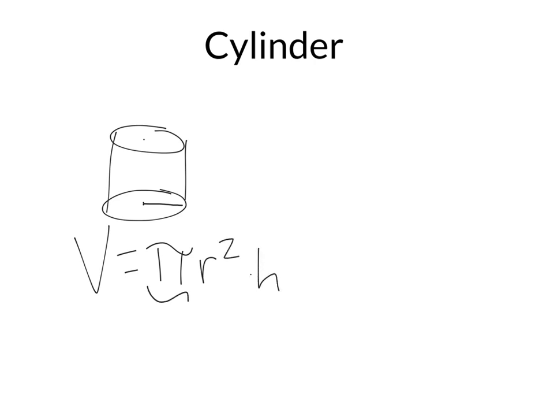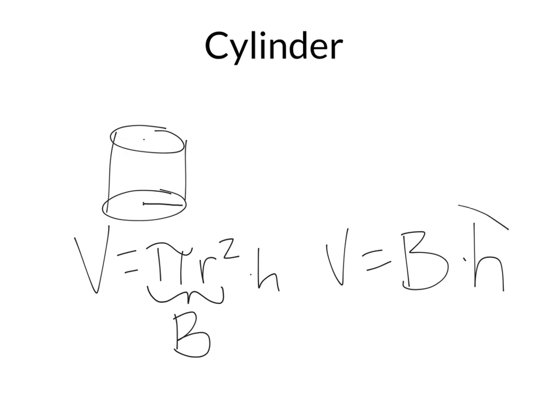Or, what is this right here? That's the area of our base, or big B. So our volume is equal to the area of our base, big B, times our height. Look at that. Same formula as a prism. If I can find the area of my base, and I just multiply it by my height. Cray cray. Same formula, but it's a different base. It's a circle base rather than a rectangular base. Okay?